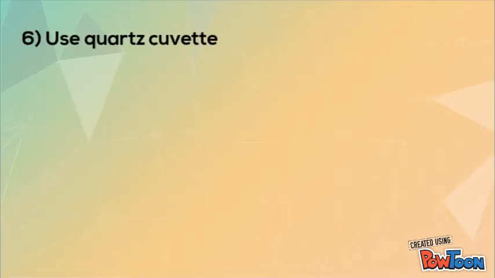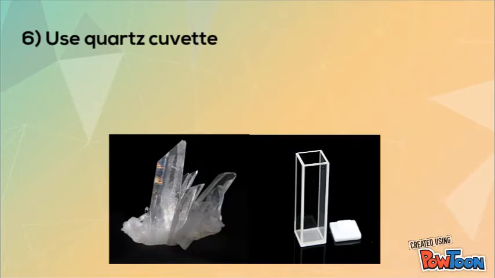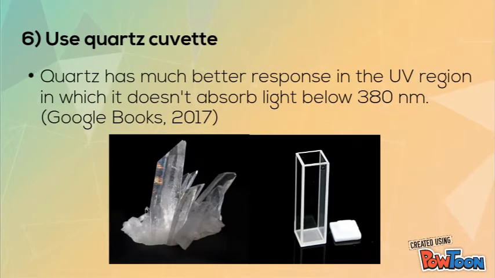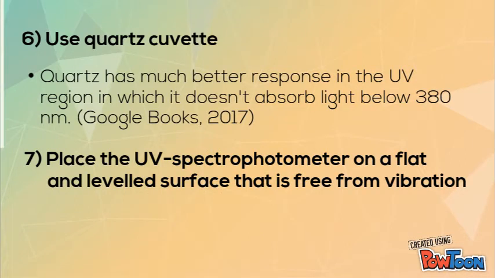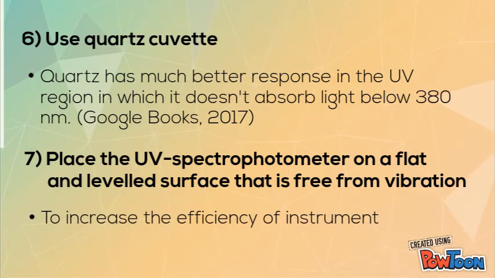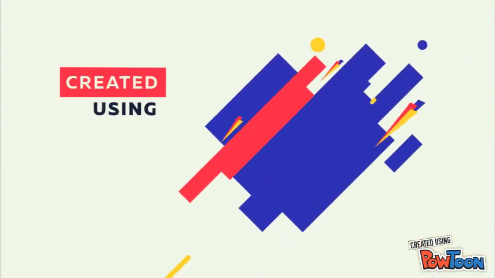Another improvement is to use a quartz cuvette instead of a plastic cuvette. Quartz has a much better response in the UV region in which it doesn't absorb light below 380 nanometers. Moreover, place the UV-vis spectrophotometer on a flat and level surface that is free of surrounding vibration to increase the efficiency of the instrument.